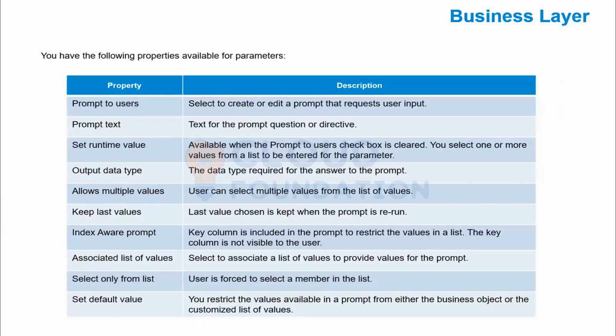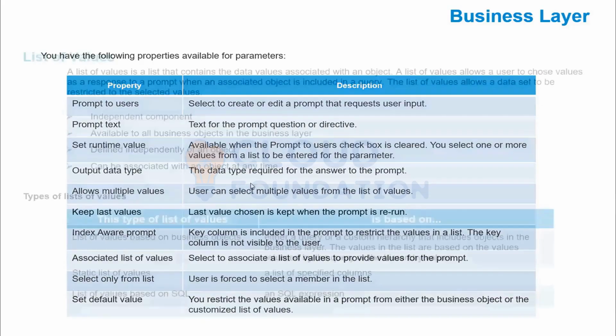These are additional properties available for the parameters, like prompt to user. If we check this option, it will prompt the user when he is refreshing the report. For prompt text, we will mention the text we want, like "select years to refresh the report from the given list of values." Whenever the user refreshes the report, the same text will appear. After seeing that text, the user will select from the given list of values. These are some of the properties available.